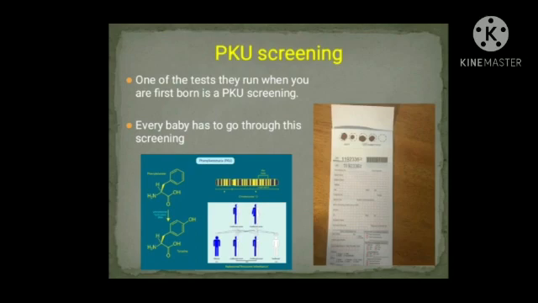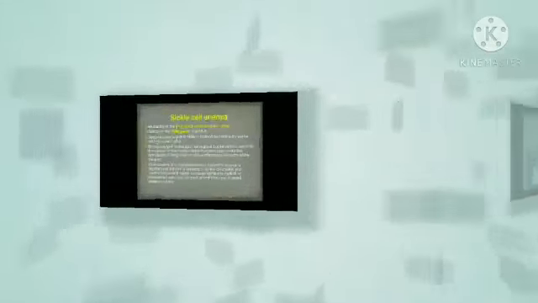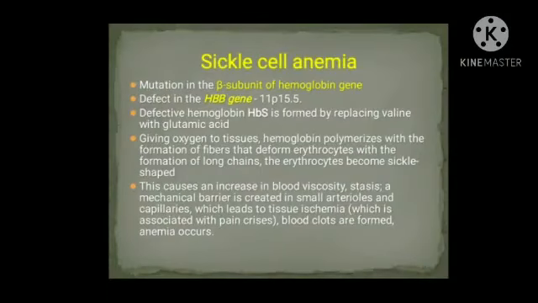The main treatment in this case will include not giving food that consists of phenylalanine, and it is very difficult because many foods consist of phenylalanine. The next example, sickle cell anemia.